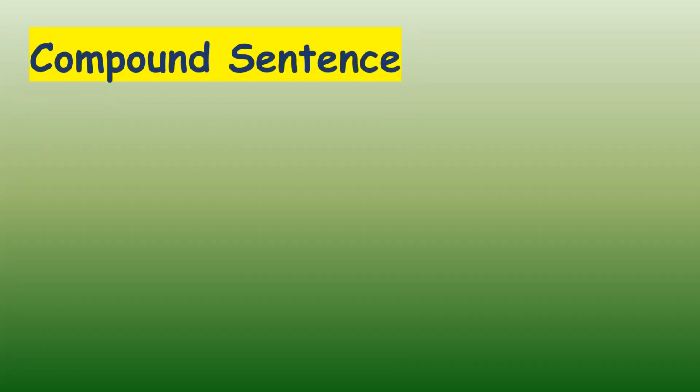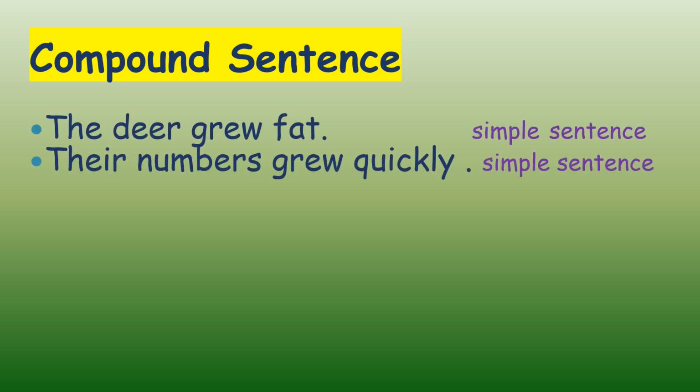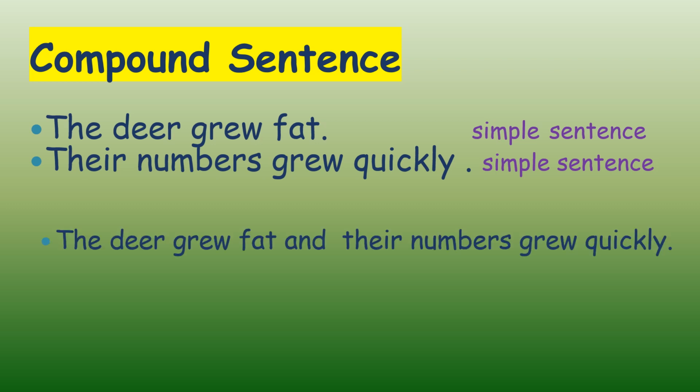Now we come to the compound sentence. Here we have two simple sentences. The deer grew fat. Their numbers grew quickly. If we want to join them together, we can say the deer grew fat, and their numbers grew quickly. Here, the two sentences are joined with the conjunction and. That's why we call them compound sentence. They become one compound sentence. Don't forget, this is very important, to put a comma before the conjunction in a compound sentence.